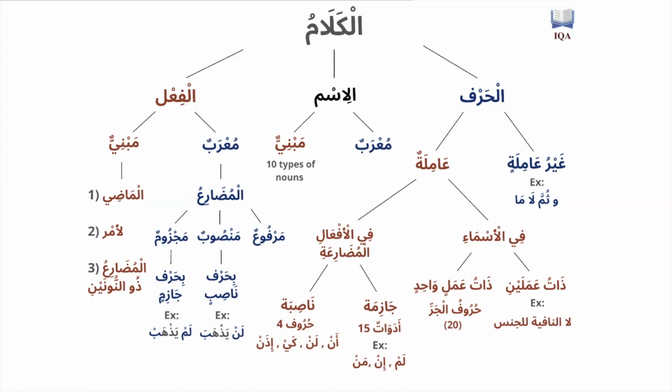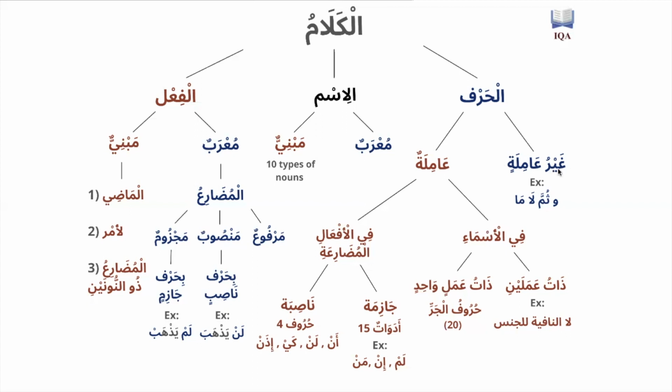Now, that being said, from the perspective of the grammarian, the harf can be looked at as either عاملة or غير عاملة. The harf can either be amila. Amila means a harf that has an effect on the i'rab of the word that comes after it. For example, min. Min is a harf jar, meaning it is going to make the i'rab of the word that comes after it majrurun. So it's amila. It has an effect on the word that comes after it in terms of its i'rab.